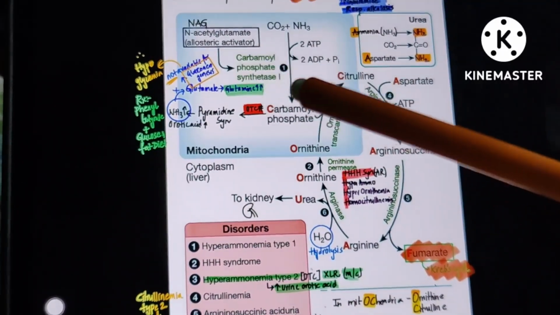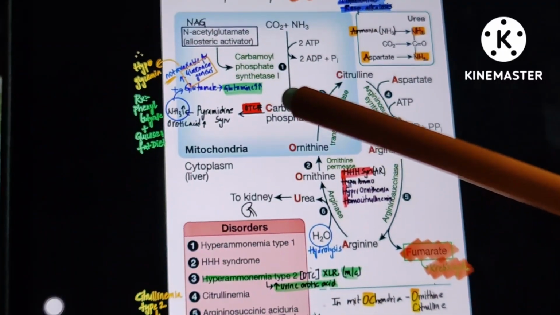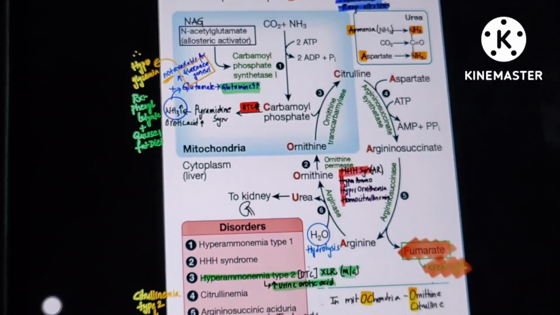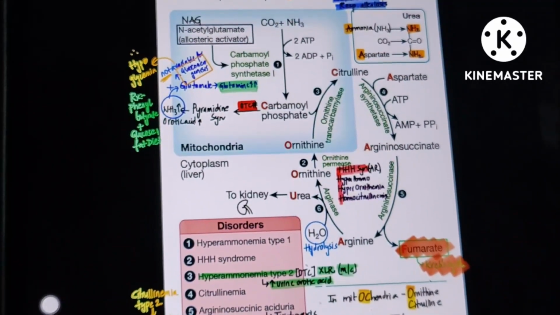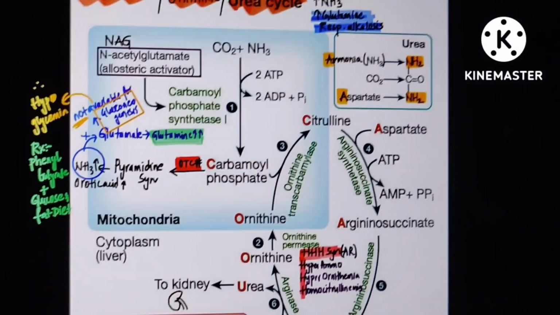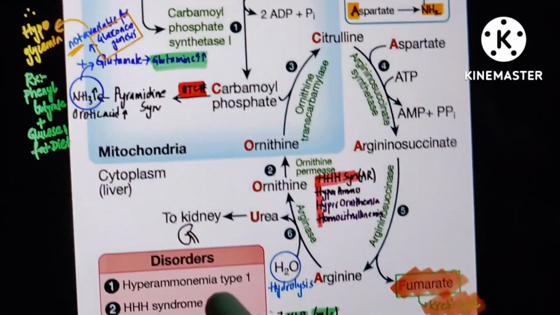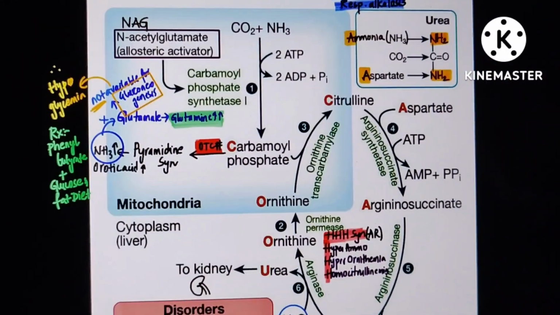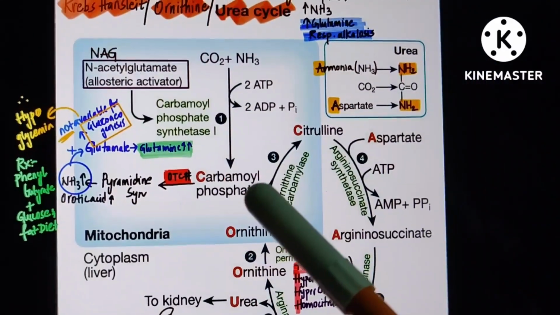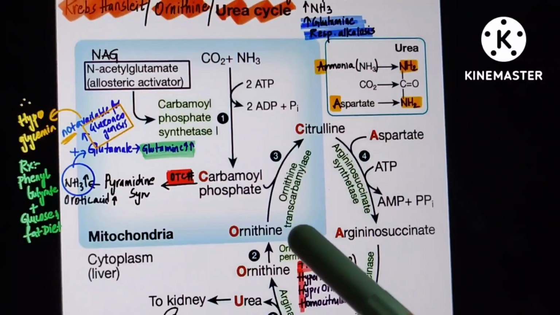So carbamoyl phosphate is formed by carbamoyl phosphate synthetase 1. When that is defective, it is leading to the disorder of hyperammonemia type 1. CPS1 defect causes hyperammonemia type 1. When there is OTC defect, that is ornithine transcarbamylase defect, that causes hyperammonemia type 2.